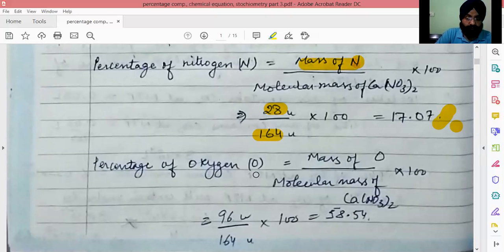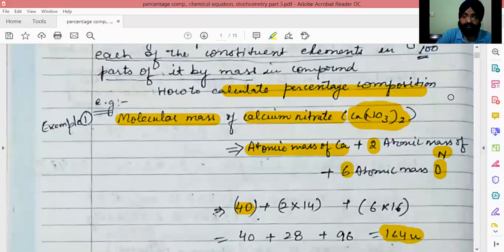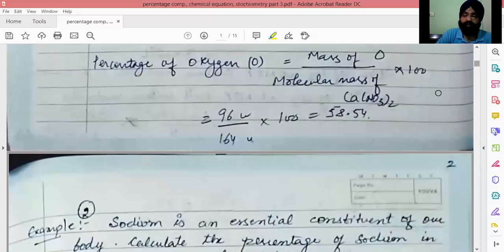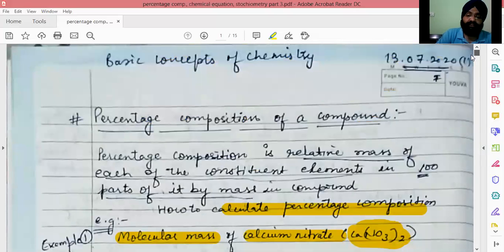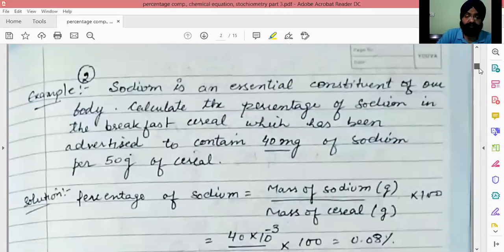Next, the percentage of oxygen. There are 6 atoms of oxygen in one molecule of calcium nitrate, and one calcium nitrate molecule has mass 164 u. So 6 oxygen atoms have mass 96, divided by 164 into 100, which is 58.54%. This is how we can calculate the percentage composition of the compound in terms of different elements.